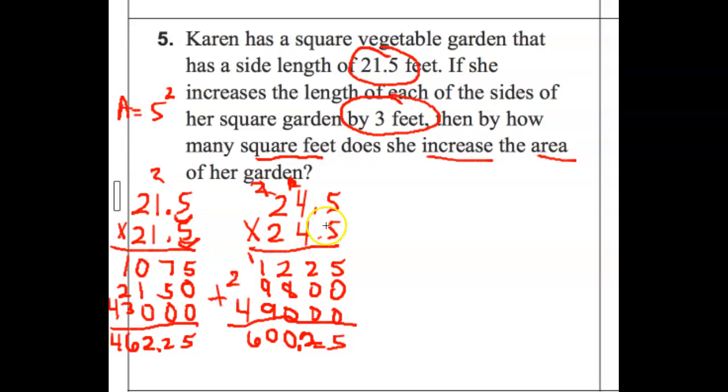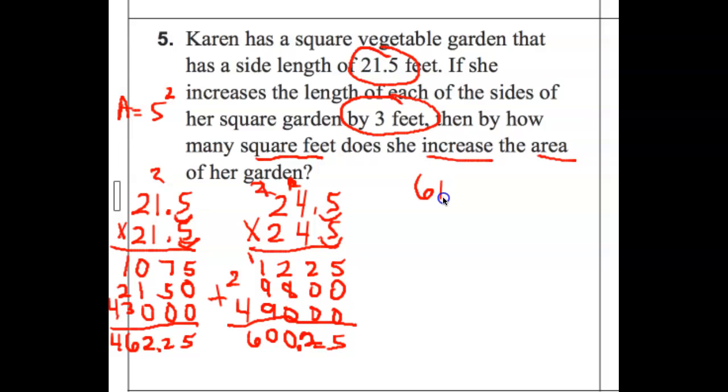Okay, so the new area of the garden is 625 and 25 hundredths. And the reason why it's 25 hundredths is there are 2 decimal place values in the 2 factors, so we move the decimal twice to the left. Okay, so how do we figure out what the change is? What operation are we going to do? Add, subtract, multiply, or divide? Answer that for me, please. Very good. If you said subtract, you're correct.